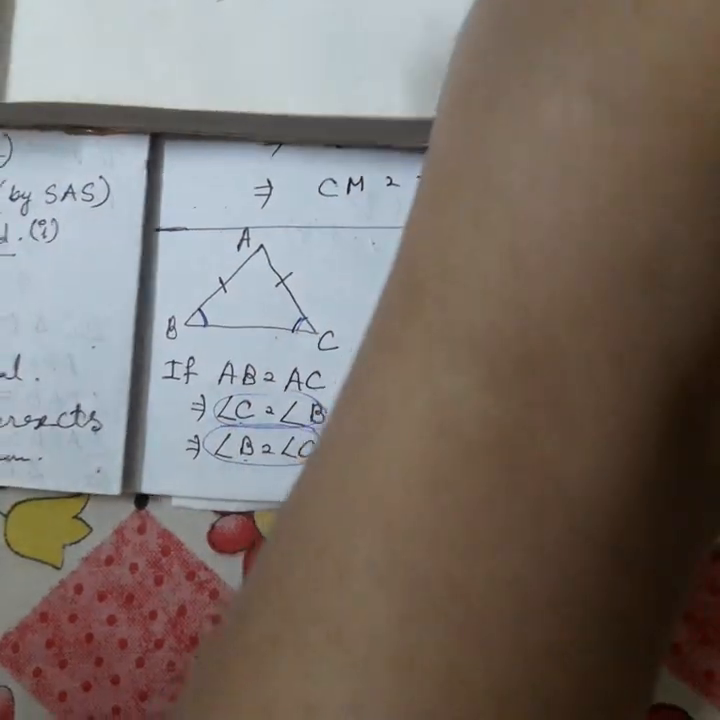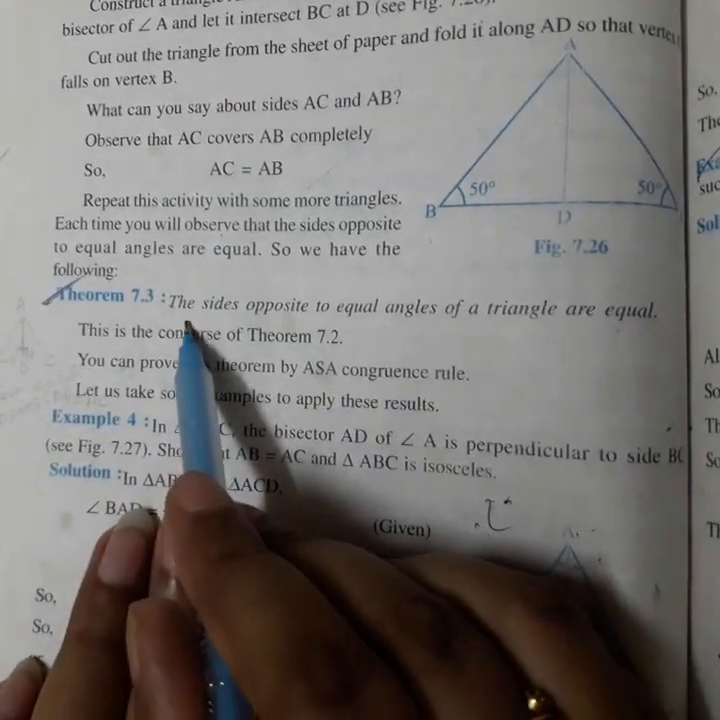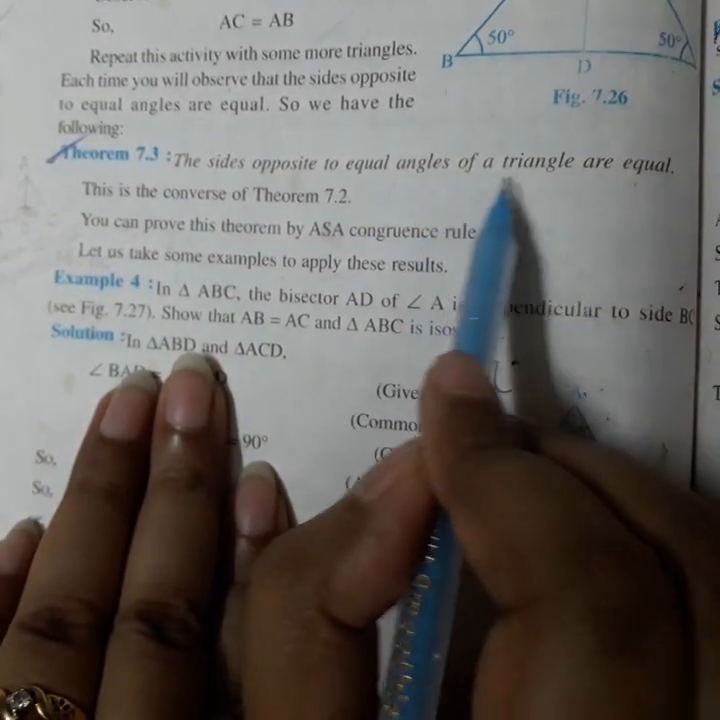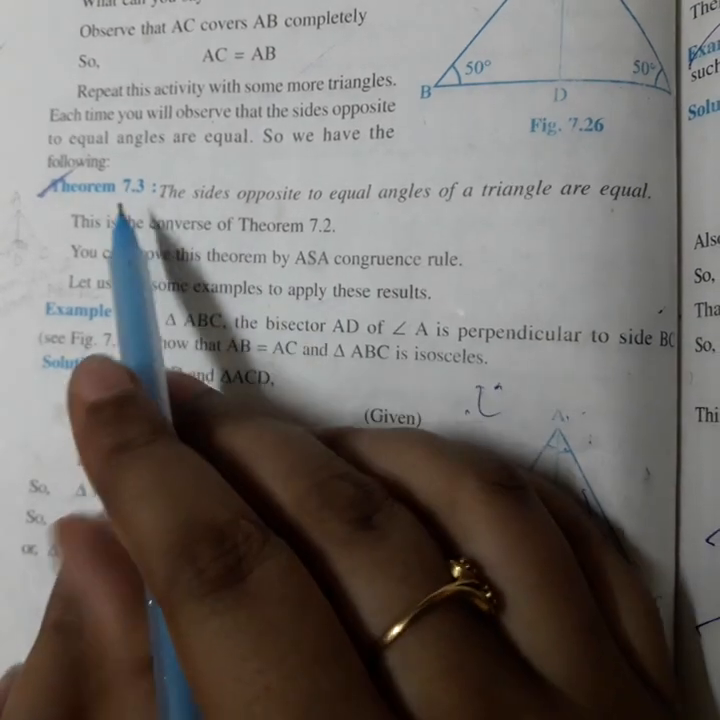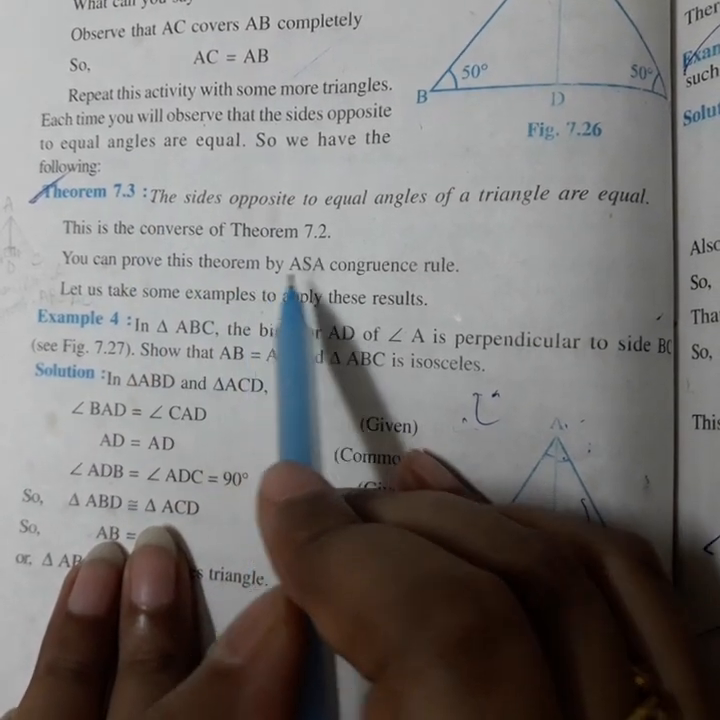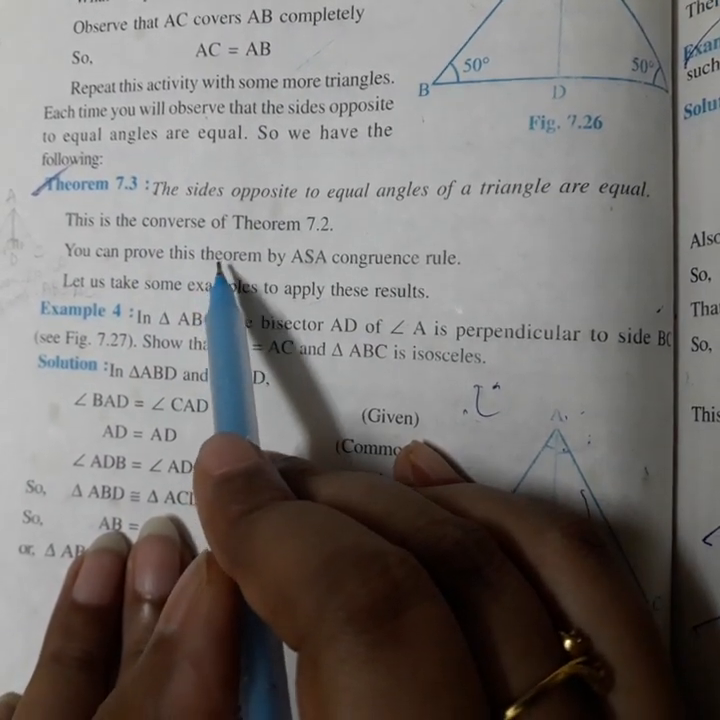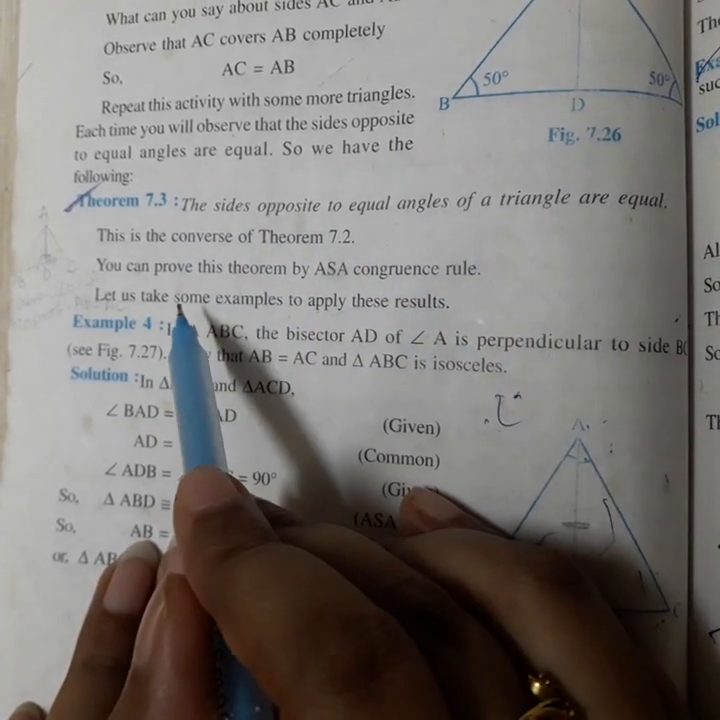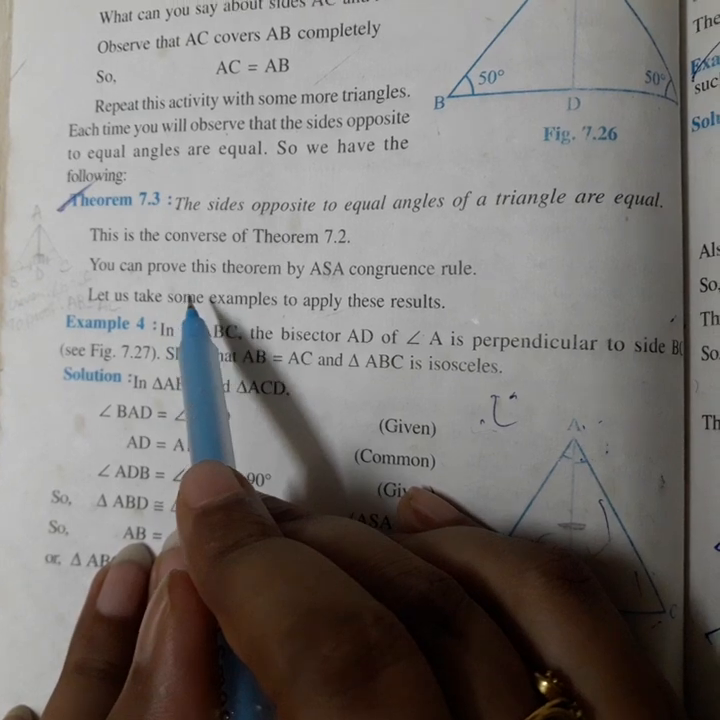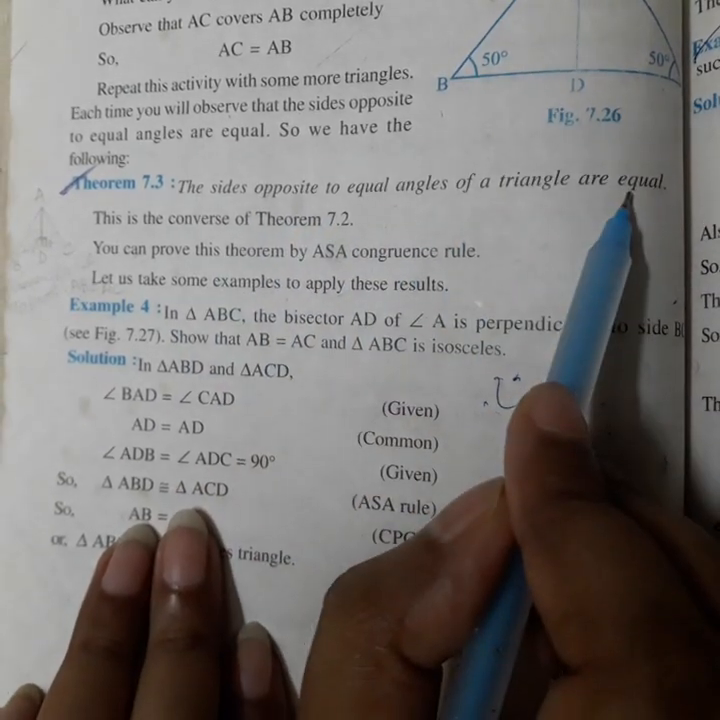Now we are going to theorem 7.3. Theorem 7.3 says the sides opposite to equal angles of a triangle are equal. For this theorem 7.3, the proof is not there. You do not have to do the proof, only read the statement, but the proof of theorem 7.2 you have to do. So what is the meaning of this theorem?